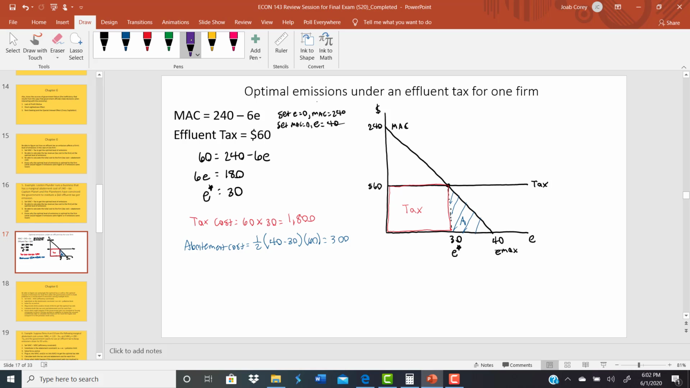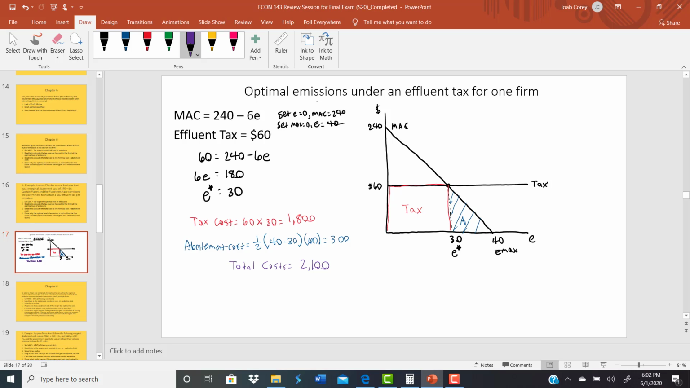And then our total costs, I should say, to the firm, rather than our total pollution costs. We're not calculating that anymore. But our total cost is the tax cost that the firm's going to have to pay for having 30 emissions, plus the cost of abating those 10 emissions. So that's going to be equal to 2,100. So that's the total cost to this firm under this tax policy.